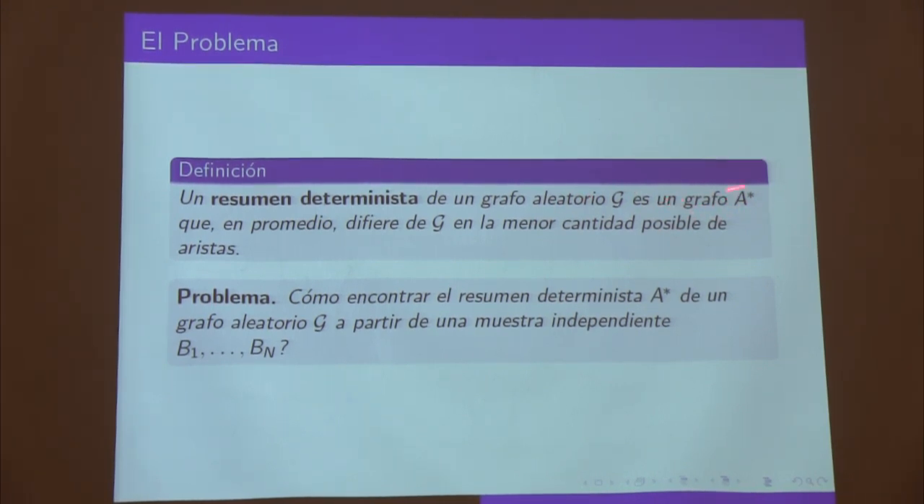This one is deterministic, no longer random, that has the property that differs with G in the smallest possible number of edges on average. So what I'm trying to say is, the problem I want to solve is how do you find a deterministic summary of a random graph from an independent sample? Maybe a concrete example might make this definition more palatable.